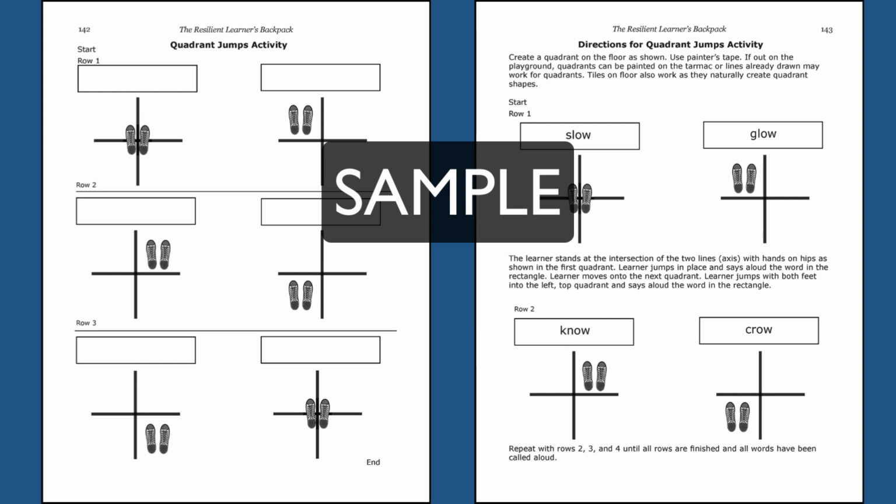Quadrant jumps activity is one of the activities I've put in here as an example of using embodied cognition. So you can put words in the boxes, you can put a painter's tape on the floor in a quadrant, you can put this quadrant on the desk, you can put it on a wall, you can put it up on a whiteboard for your whole class, and they can look at it on the board and jump into the quadrants and say their words.